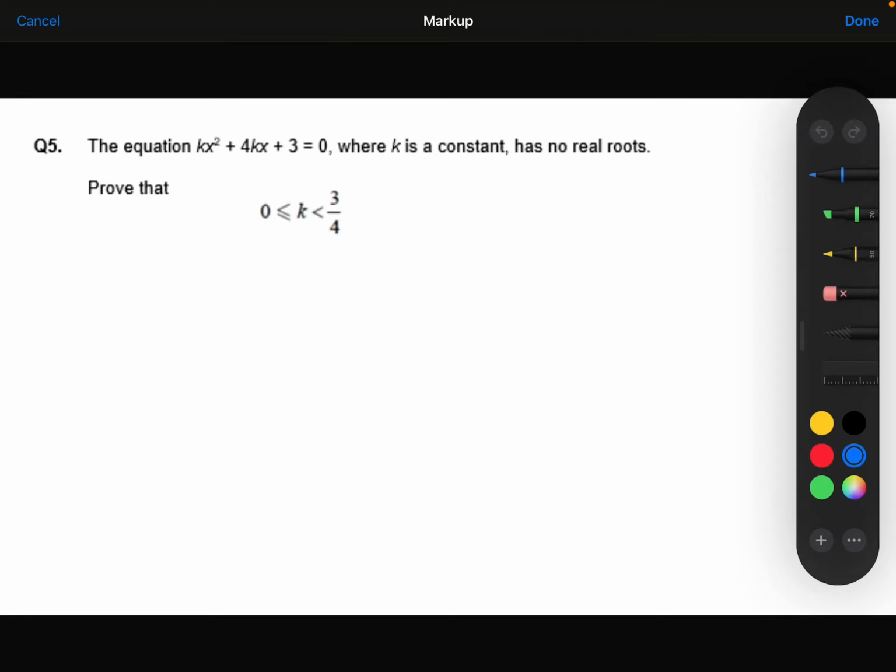The equation kx squared plus 4kx plus 3 equals 0, where k is a constant, has no real roots. I need to prove that k is greater than or equal to 0 and less than 3/4. So if this quadratic equation has no real roots, that's telling me that its discriminant, b squared minus 4ac, must be negative.